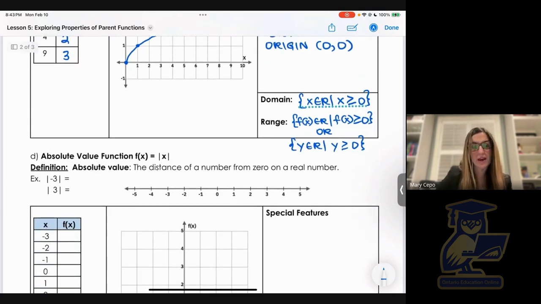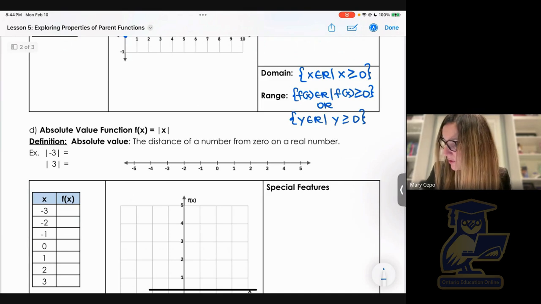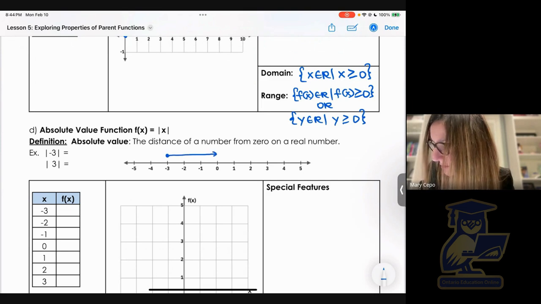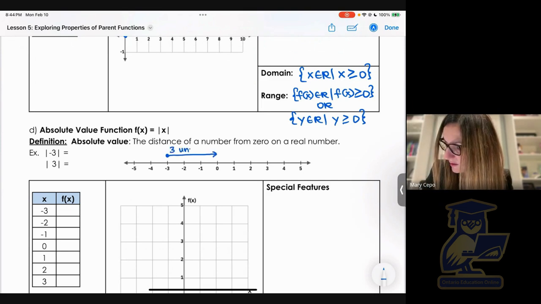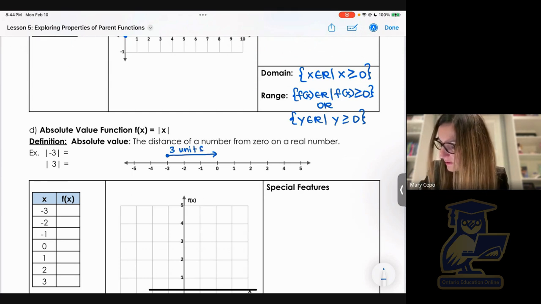Okay, moving on, we have the absolute value function. This is a new function. It is very similar to the quadratic function. The absolute value function, by definition, absolute value is the distance of a number from 0 on a real number line. So if we look at -3, which is here, the distance from -3 to 0 is 3 units. And then the distance from 3 to 0 is also 3 units.